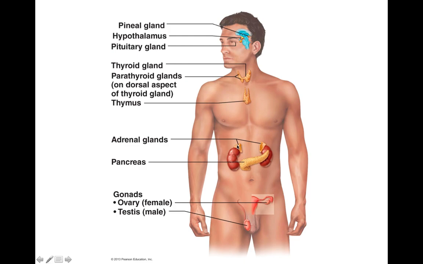The adrenal glands are these small glands that sit right on top of the kidneys. They're going to be retroperitoneal, so they sit behind the peritoneum. As you do your dissection, you'll need to move all of the organs out of the way that are sitting on top of these. The pancreas is nestled in between the stomach and the small intestine. And then the gonads, in addition to being reproductive organs, are also classified as endocrine organs.